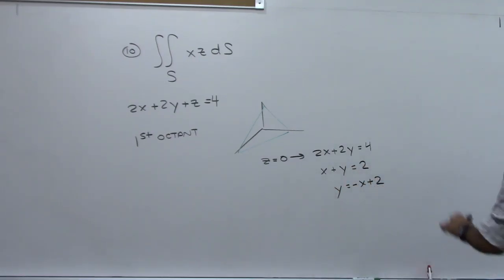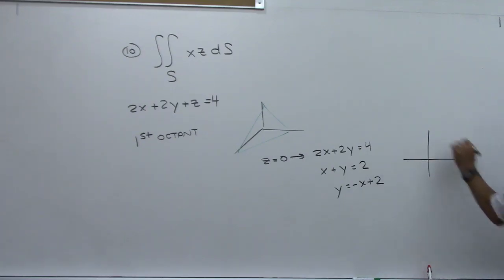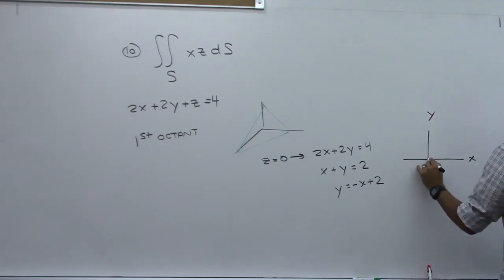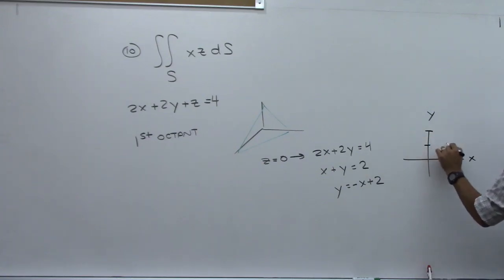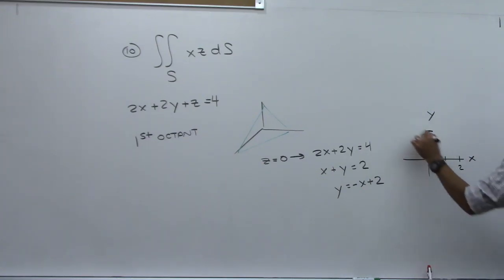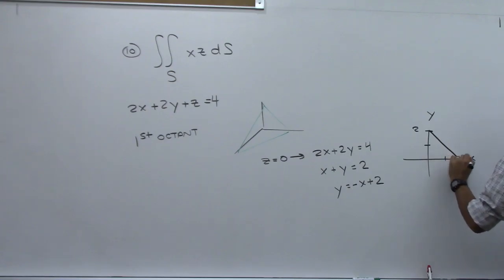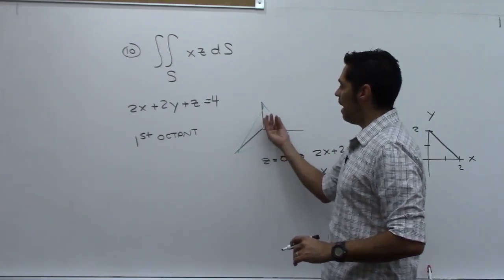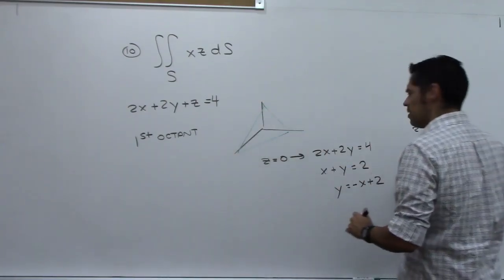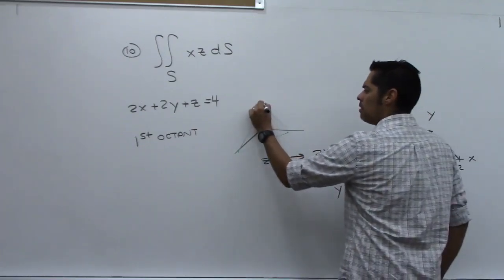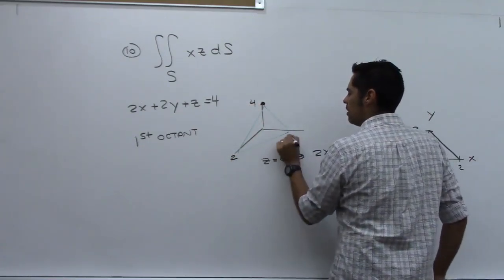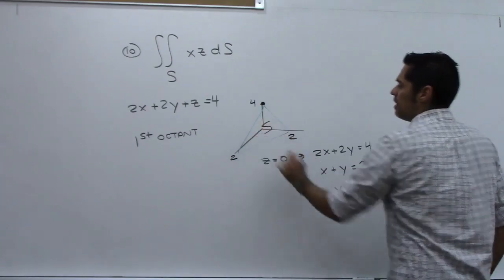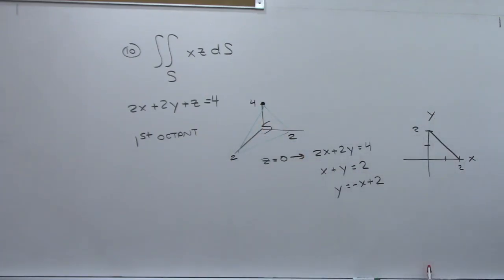So if I draw this in the xy plane on the ground, up 2, and then it's down 1 over 1, so it's going to hit here at 2 also. That's where my plane hits. So I'm just looking at the surface, the plane above that, right? And where does it hit the z? At 4. Hits here at 4, hits here at 2, hits here at 2. So this is my surface S.